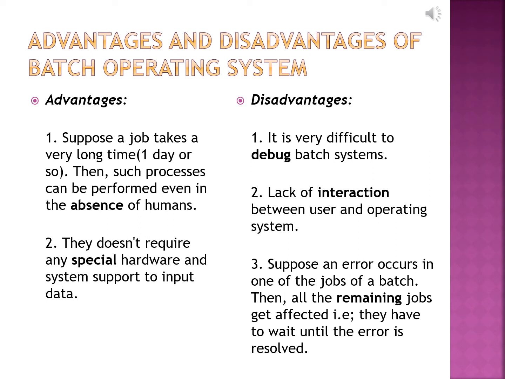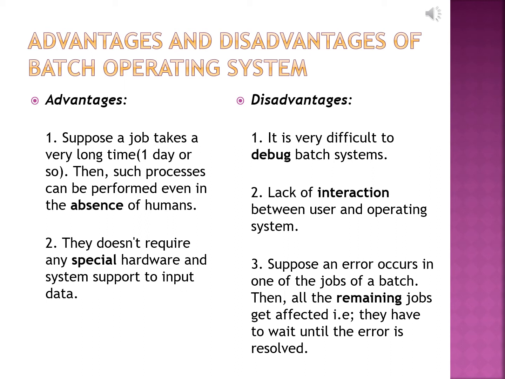Advantages are: same jobs in the batch are executed at higher speed. After a process completes its execution, the next job from the jobs pool gets executed without any user interaction. Suppose a job takes a very long time, like 1 day or so, then such a process can be performed even in the absence of humans. CPU utilization gets improved. To speed up the processing speed, the batch process can be partitioned into a number of processes.